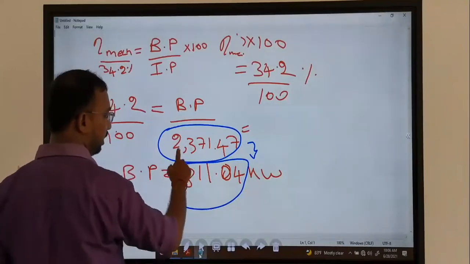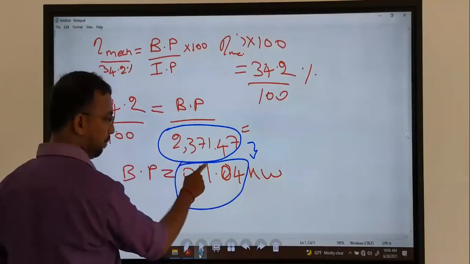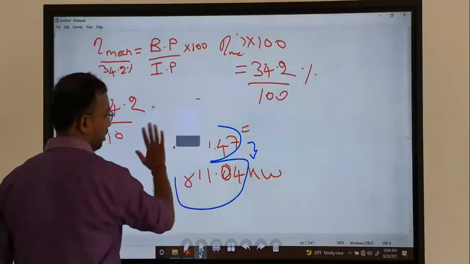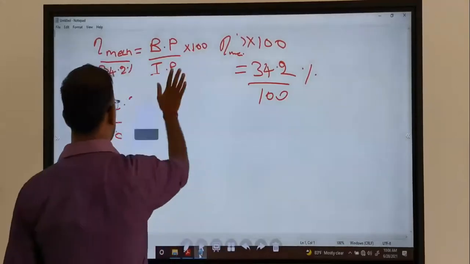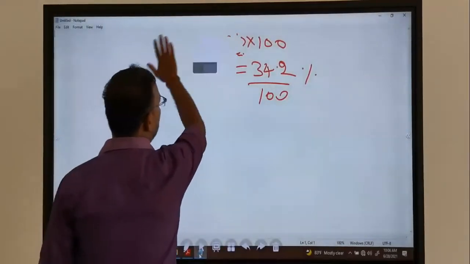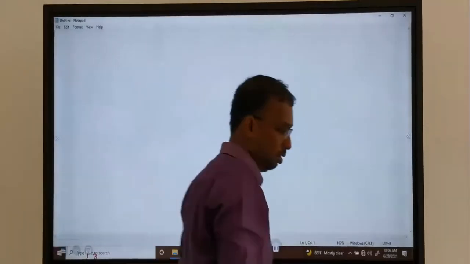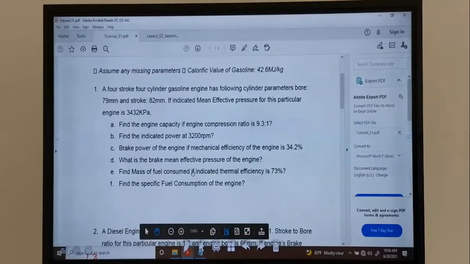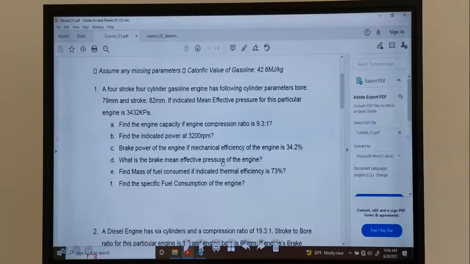Now you have to remember these two things, indicator power and brake power, because the next question needs these values. This is complete. What is the brake mean effective pressure of the engine? We have to find the brake mean effective pressure of the engine.